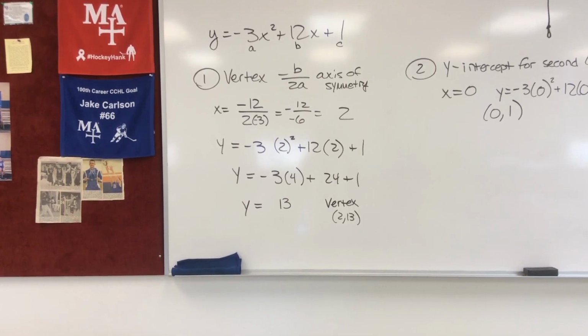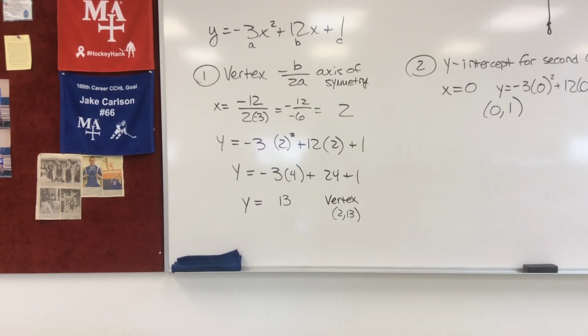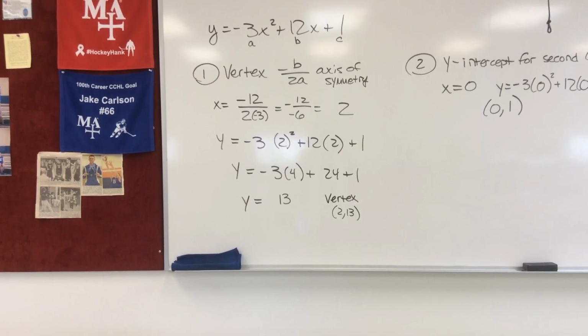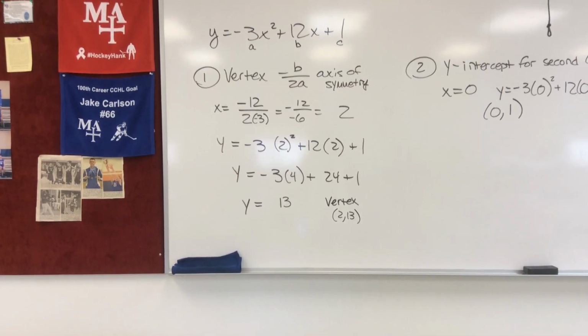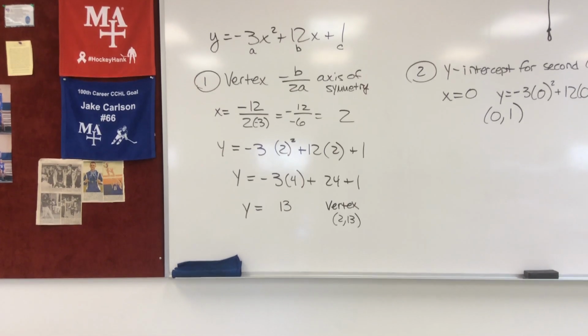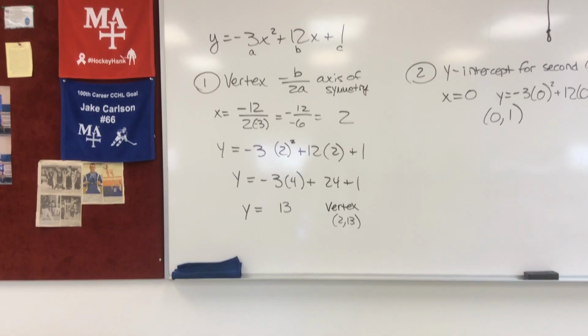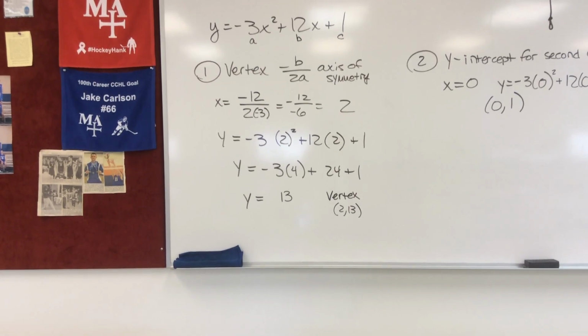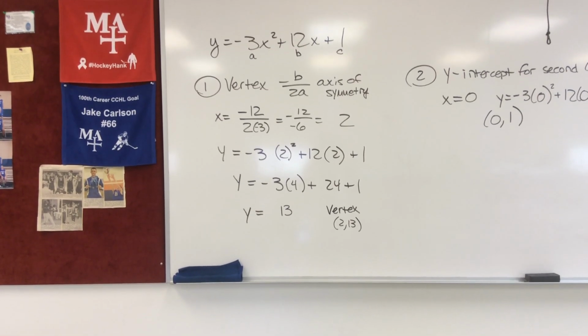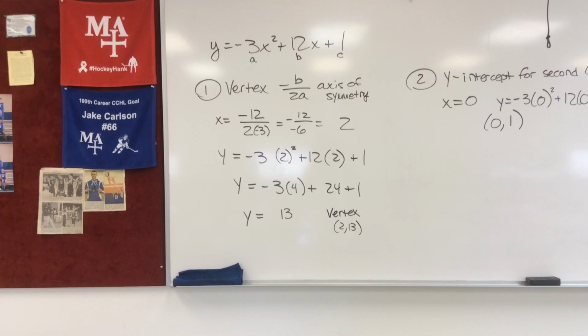So finding our vertex, we start with our axis of symmetry, where x equals opposite of b over 2a. So we plug in our opposite of b, 12 here, over 2 times a, which is negative 3. That gives us negative 12 over negative 6, which gives us a positive 2 for our axis of symmetry, which again is also our x value for our vertex.